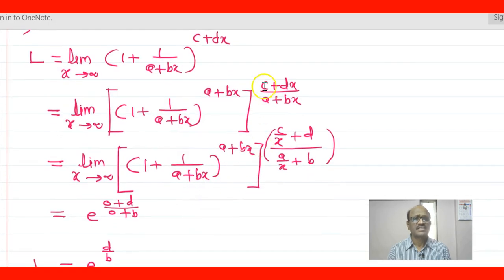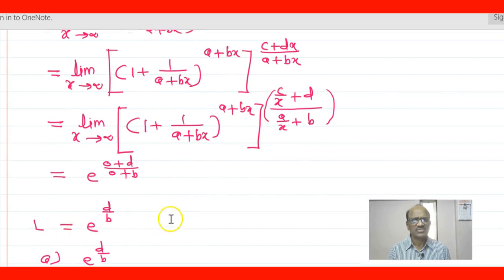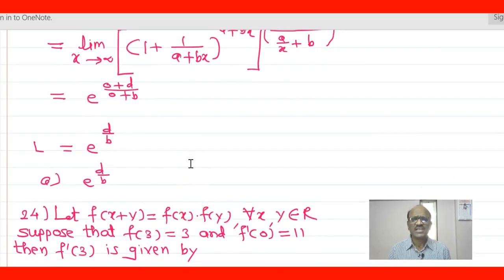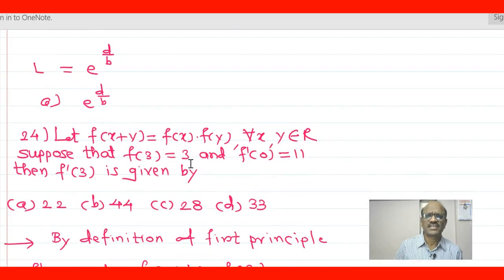But what about the next, that is (c + dx)/(a + bx)? To solve this limit, divide numerator and denominator by x, that is c/x + d over a/x + b. The value of this limit is e, and e is raised to this. Since c upon a very large quantity, as x tends to infinity, this becomes 0. 0 plus d is d, and 0 plus b is b. Therefore, e raised to d/b, and hence L is equal to e raised to d/b. Therefore, the first option is the correct one.